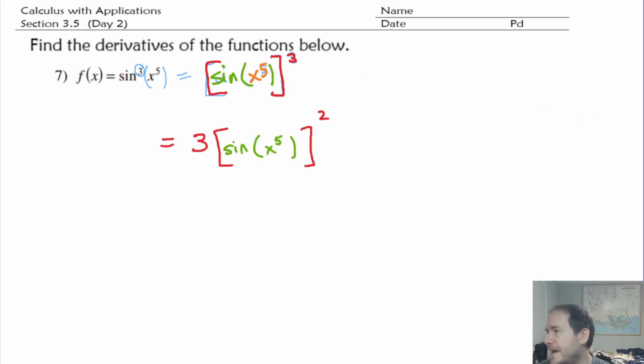Alright, so now, this should have been orange, by the way. But now that I've differentiated, I have to multiply by the derivative of the inside function. So I now have to multiply by the derivative of the sine function, which of course is just the cosine of some stuff. What's the stuff? The x to the 5th. But now that I've differentiated that, I now have to chain rule out the derivative of x to the 5th. So out pops 5x to the 4th.